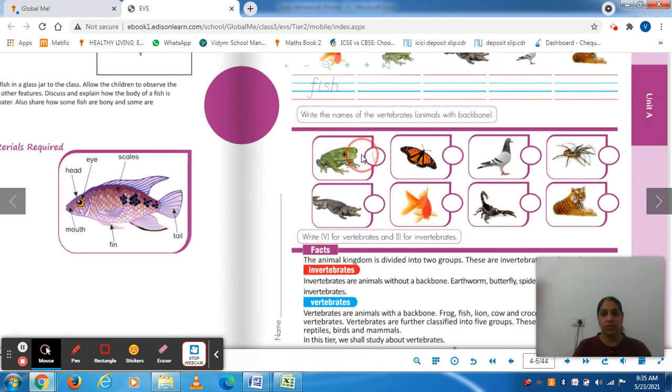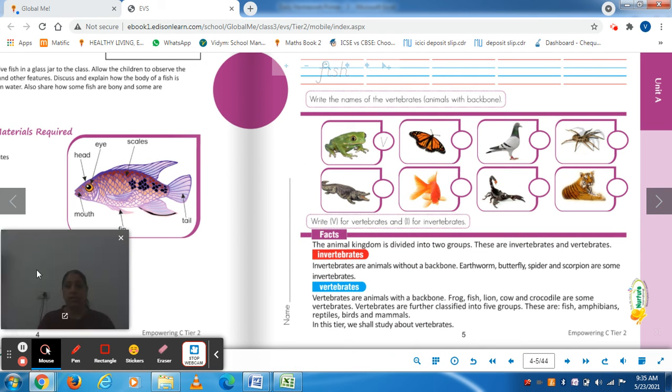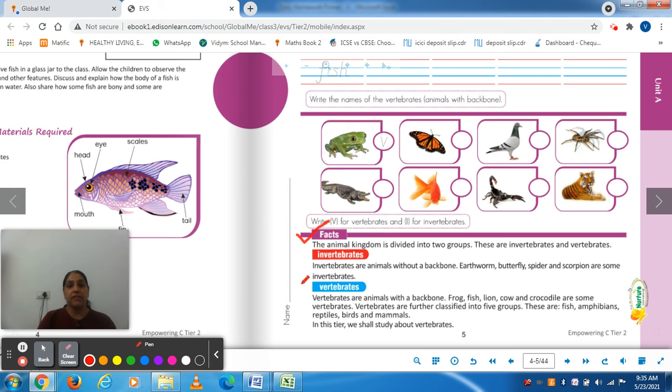Now, let's read the facts given below. We always read the facts first. Do you remember? And please mention your name on this particular line. Facts. The animal kingdom is divided into two groups. In this full animal kingdom, there are so many different types of animals: birds, insects, amphibians, reptiles, mammals, fishes. These different types of animals are divided into two groups, invertebrates and vertebrates.